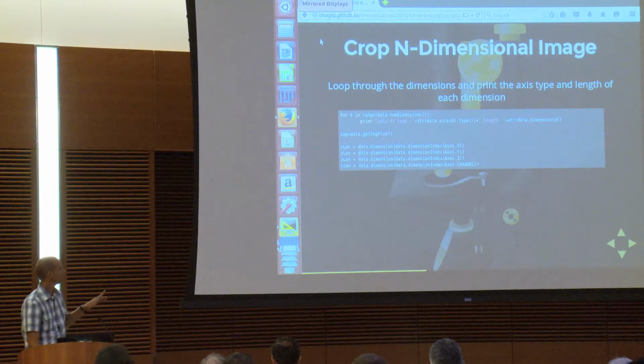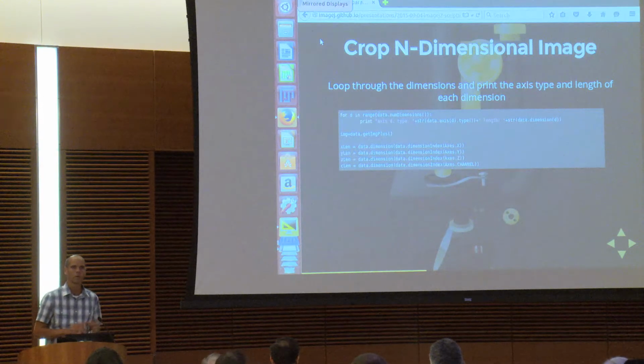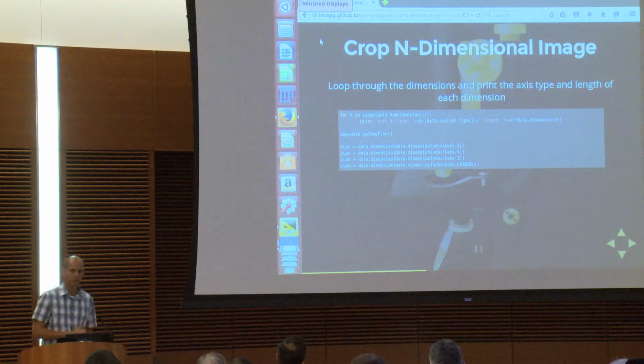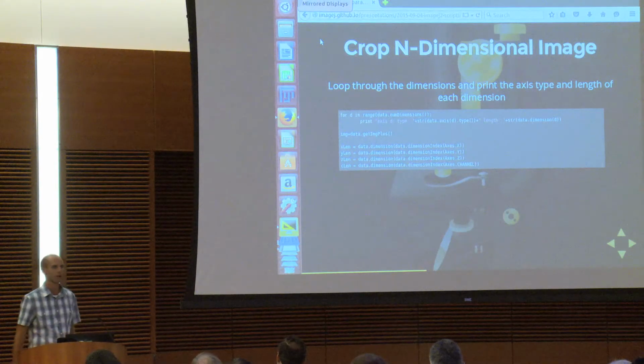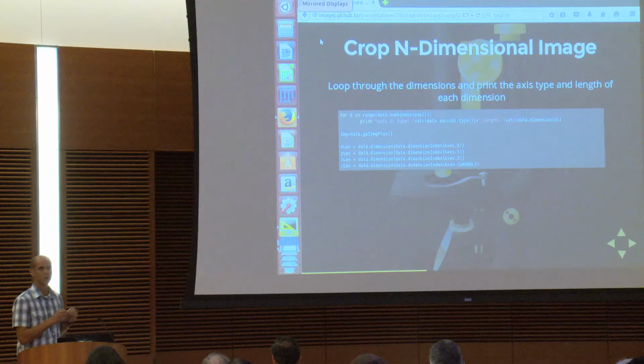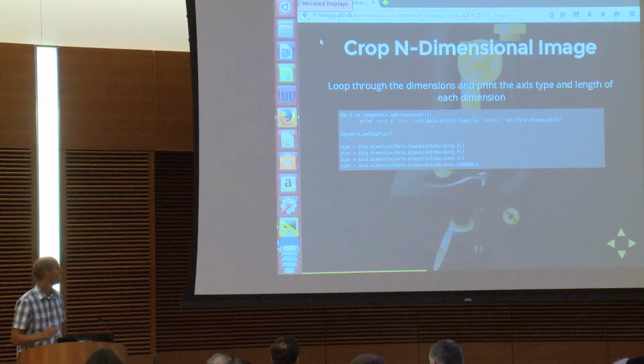Then this step is kind of important. We actually loop through the data set and print out the dimensions and then assign them to variables. When we're dealing with multidimensional data, sometimes we're not sure how the data is organized. So sometimes it's a good idea to run a little code snippet like this to see what kind of axes we have and what order they're in.